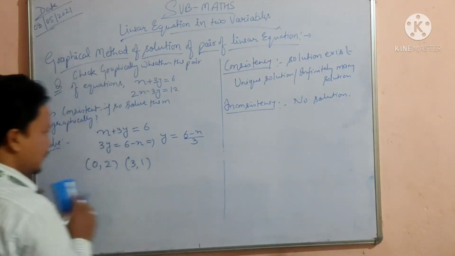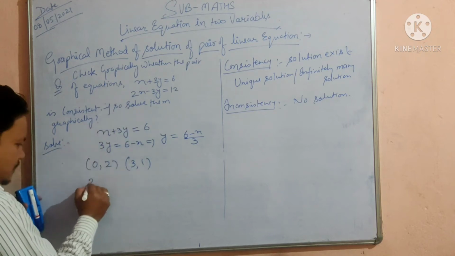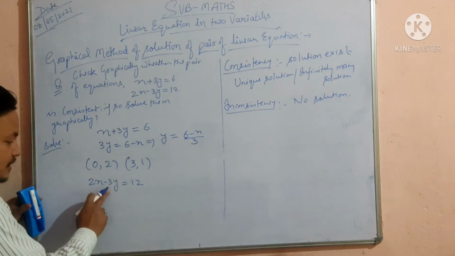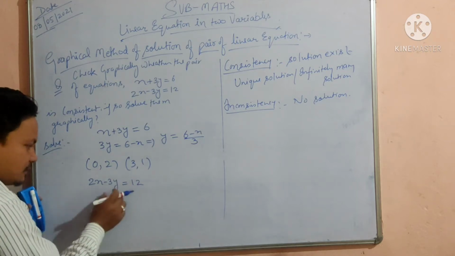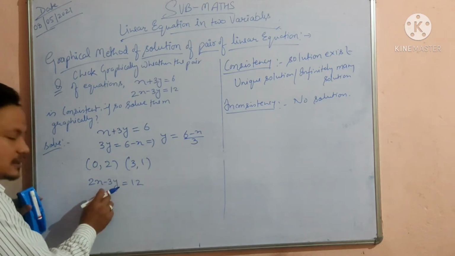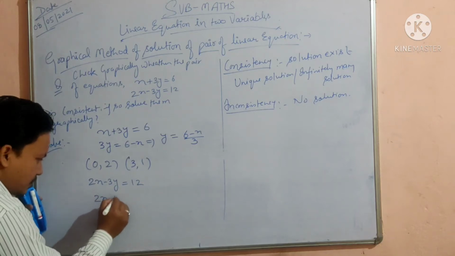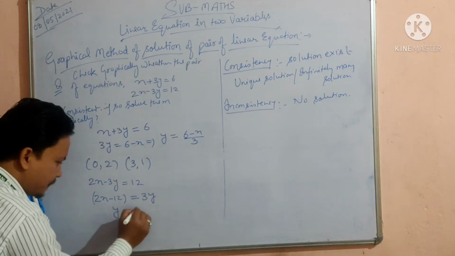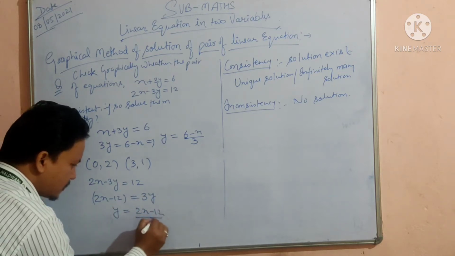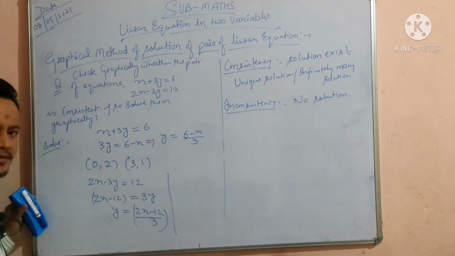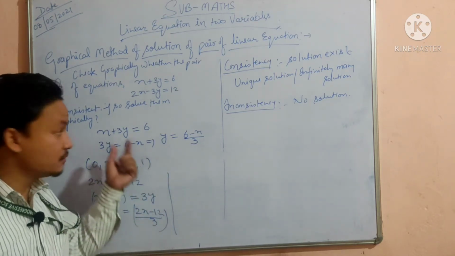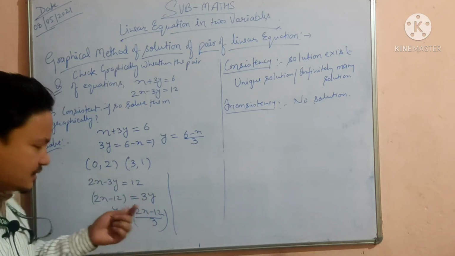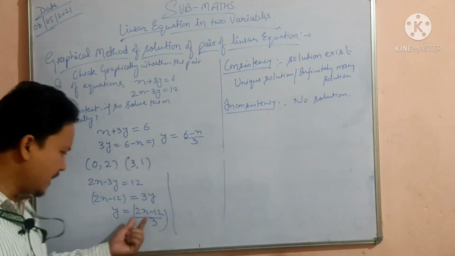Okay. Next equation, 2x minus 3y equal to 12. Again we have to isolate y. So shifting 3y towards the right hand side and 12 towards the left hand side, we get 2x minus 12 is equal to 3 times y, and from here the value of y is (2x minus 12) upon 3. See student, it is very easy to find the coordinates of any given equation. Just isolate y, or just find the value of y in terms of a constant and x.